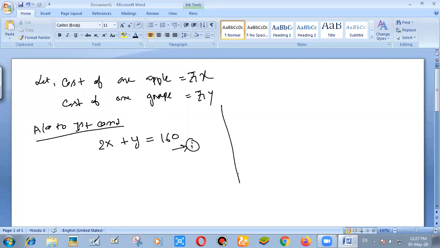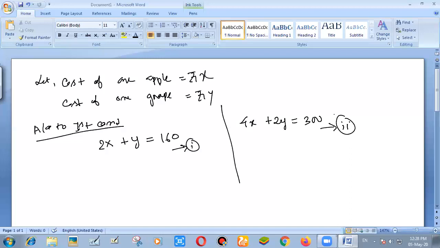Then see the second condition. After a month, the cost of 4 kg apples and 2 kg grapes is 300. So what will be the second equation? Tell me, what will be the second equation? 4x plus 2y equal to 300. Yes, so the second equation will be 4x plus 2y equal to 300. So this is the first equation and the second equation. So we have already represented the situation algebraically.